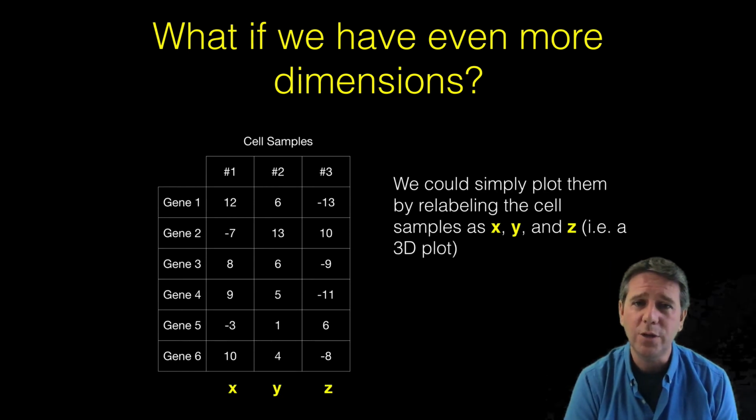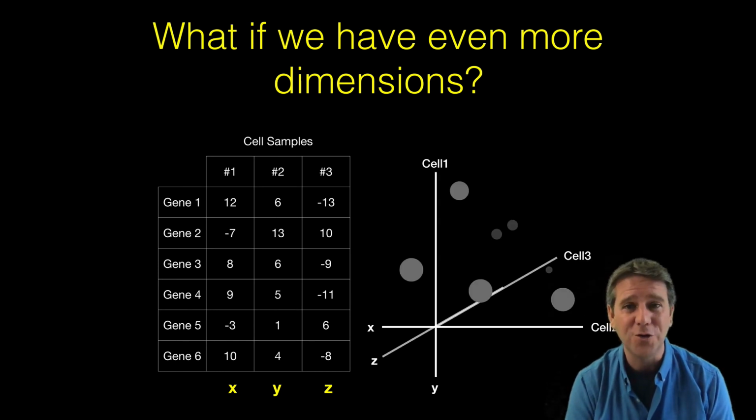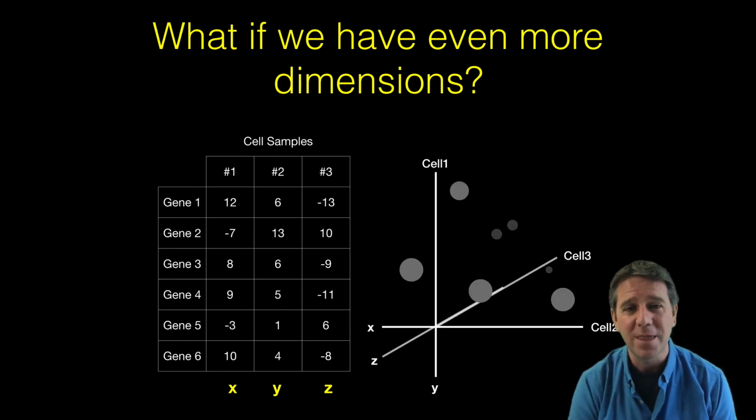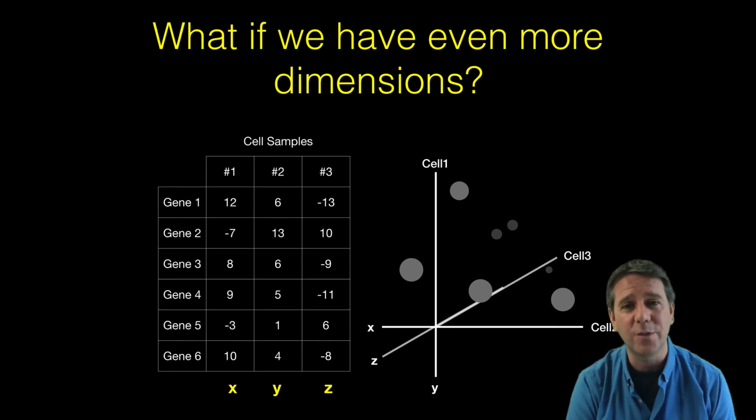Well, we could simply plot them, right? We could take those 3 samples and we could label them as X, Y, and Z and make a 3D plot. It would look maybe something like this, where the Z dimension is going off into the screen behind me here, and the smaller points are those that are further along that Z dimension. It's kind of hard to see it in 2 dimensions.